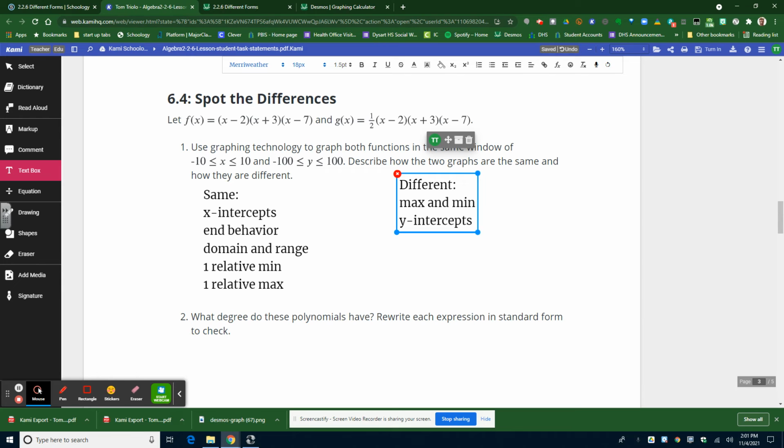The colors were different. Thank you, Caleb. I appreciate that. That wasn't necessary. Not sure if they have a mathematical significance, but yes, we have different colors.